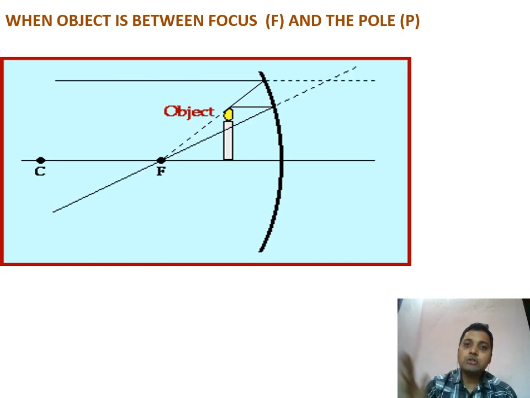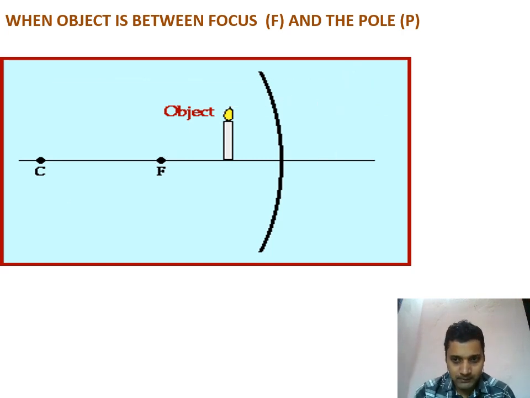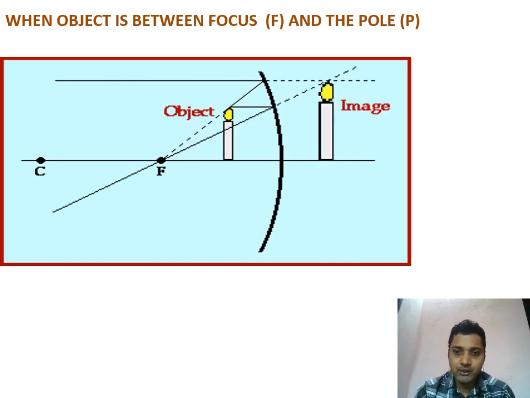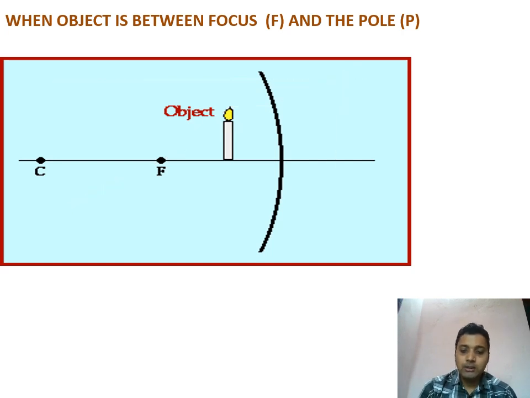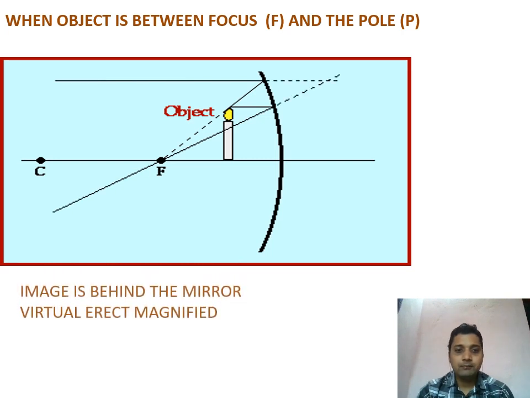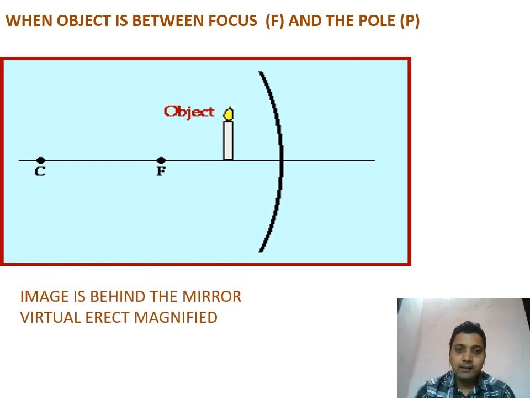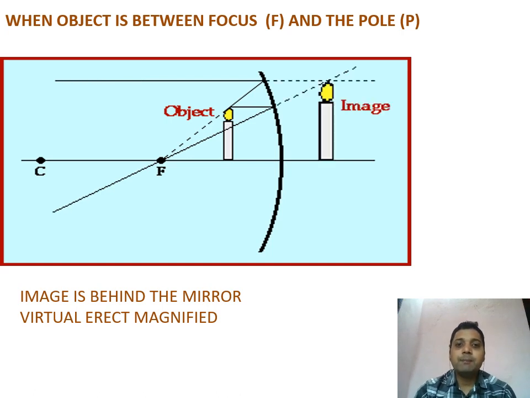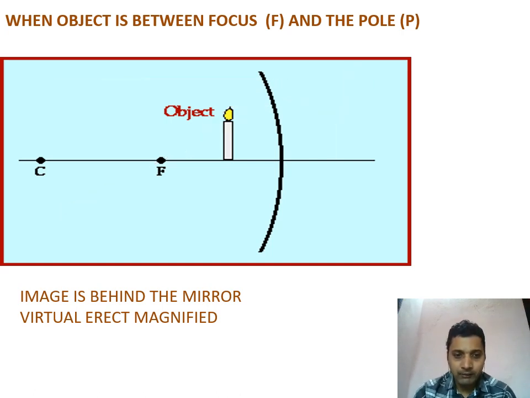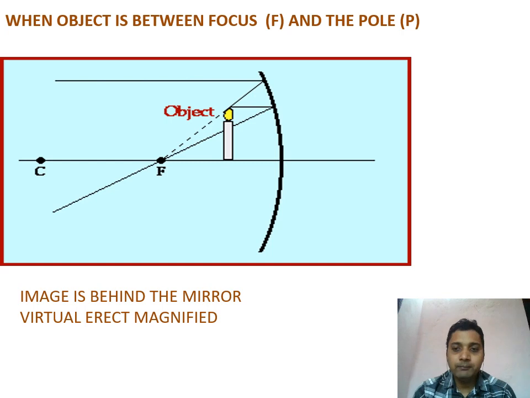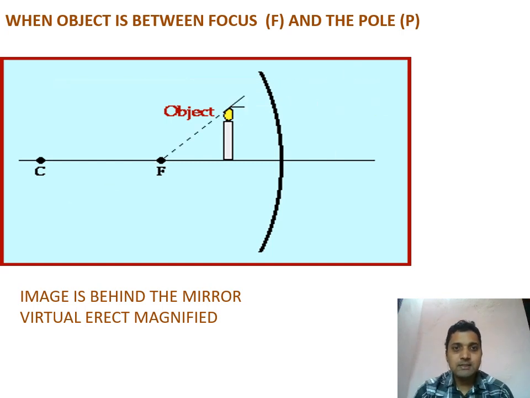So they appear to meet at a point at the back side of the mirror, which forms a virtual image, and a virtual image is always straight or erect. So the image is formed behind the mirror, virtual, erect and magnified. Means the image in case of a concave mirror may be diminished, magnified or the same size. So this is the image formed by a concave mirror.